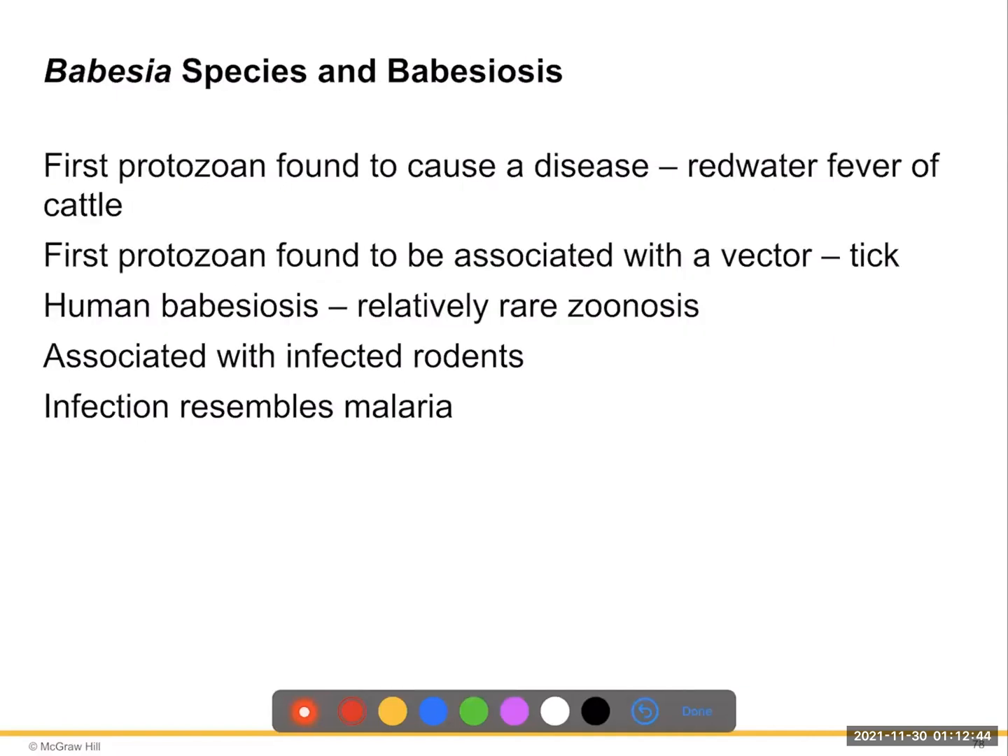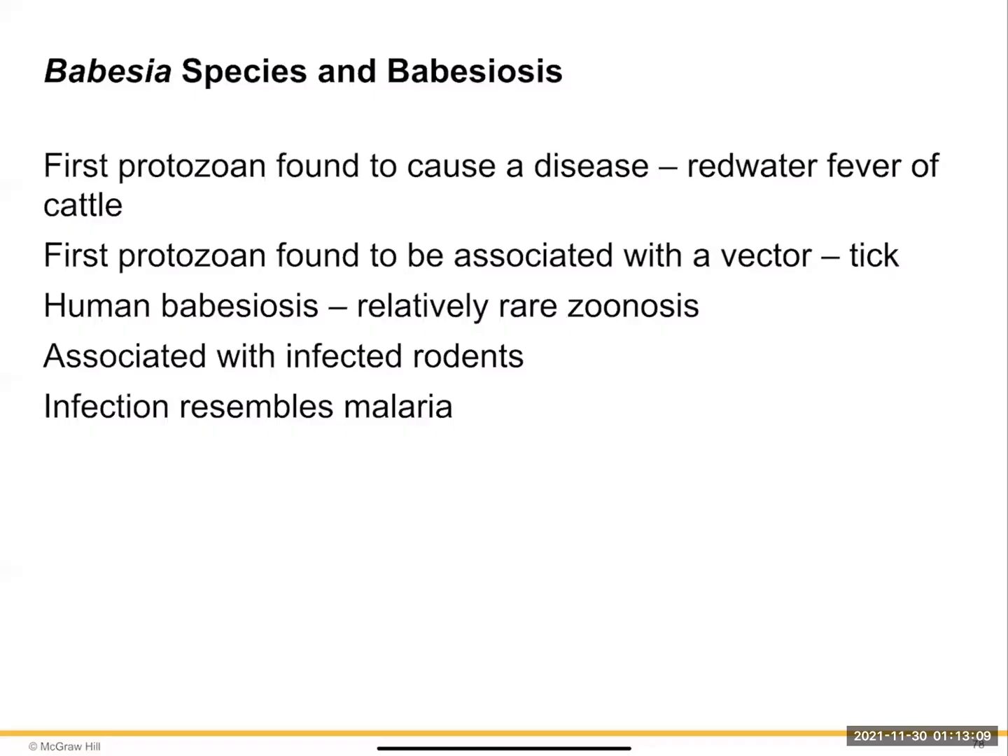Babesia species. Babesiosis is the first protozoan found to cause a disease. Okay, that's red water fever of cattle. It's the first protozoan found associated with a vector. This vector is a tick. Human babesiosis is a relatively rare zoonosis associated with infected rodents, and its infection resembles malaria.